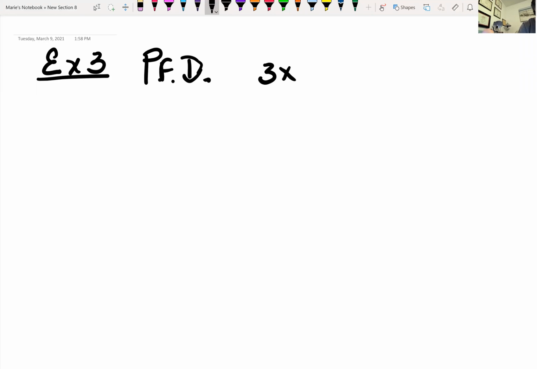So we're going to start with example 3. In example 3, we're also dealing with partial fraction decomposition. Just understand that what makes this one unique is that one of your factors is a trinomial. So we're going to start with the numerator 3x squared plus 17x plus 14.